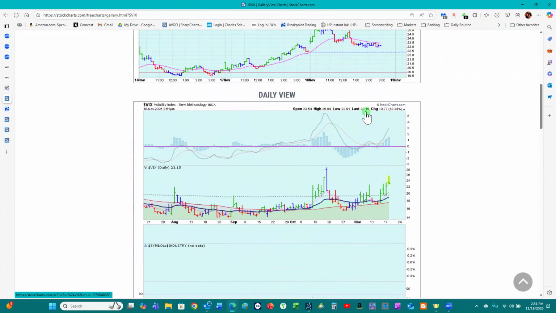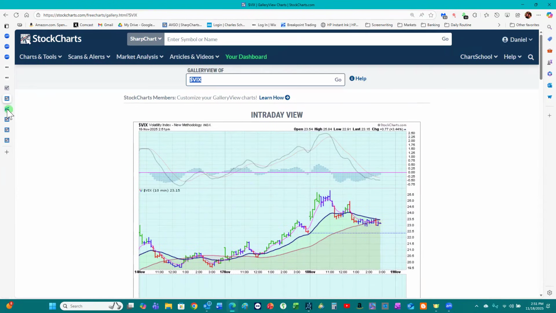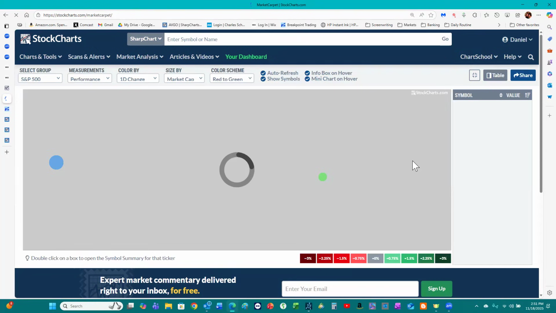So right now it's still at 23. That's well above 20. So bears are still in control, even though it might be pulling back a bit. But bears in general are still very much in control. Now, if I go back, let's look at the market carpets.